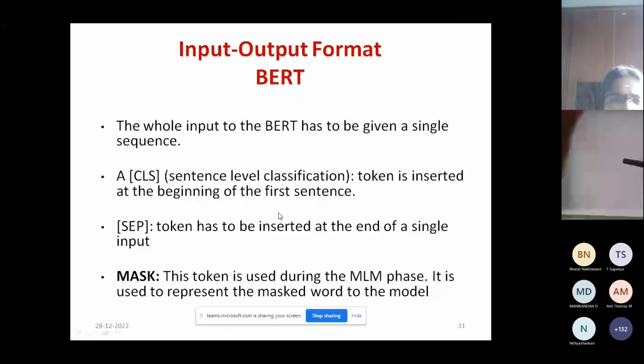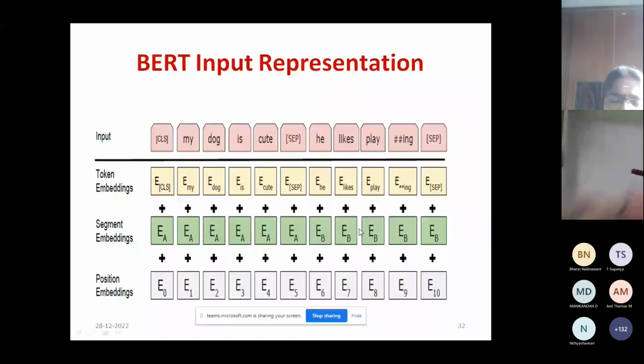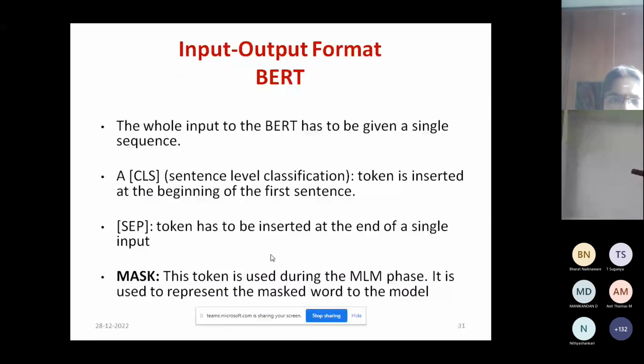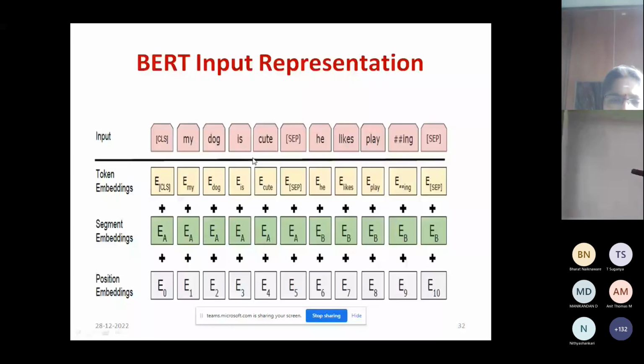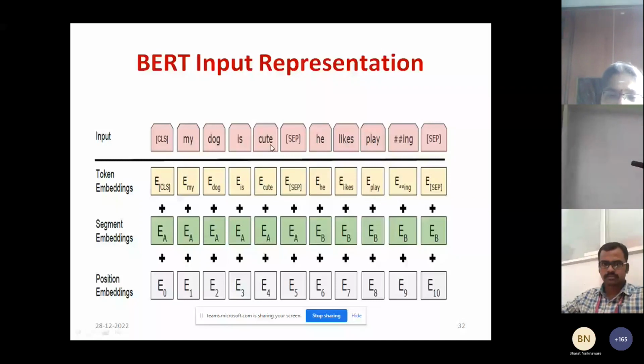The purpose is that all these are vectors, numerical values that help you do mathematical operations. That's it. So when you start any input sequence, you should start with a special token, which we call the sentence-level classification token. At the end of every input statement, you have a separator to distinguish the end of one input statement.